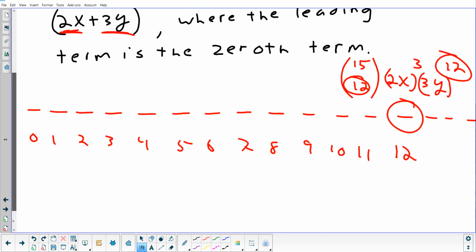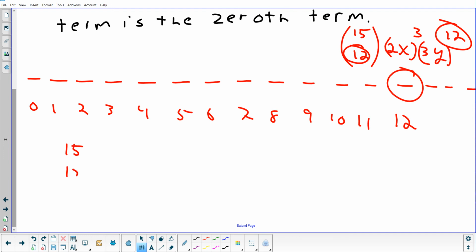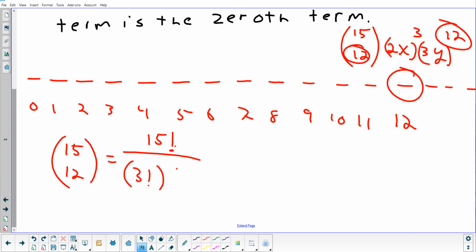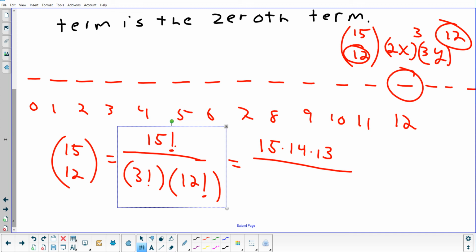Okay. So let's do 15 choose 12. What goes in the top? 15 factorial. And in the bottom? 12 factorial and 3 factorial. Everything from what number down is going to cancel in the top? 12. Everything from 12 down is gone. So all you're left with is what? 15, 14, 13. And in the bottom, 3 times 2 times 1.